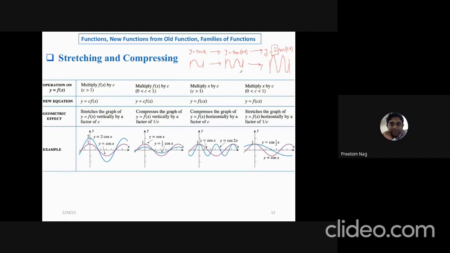Here the period has been decreased. If the period here is, for example, L, then here the period is L by 2. And if the amplitude here is a, then here the amplitude is 2a. So we followed this phenomenon.